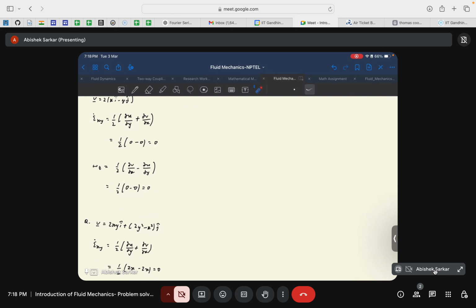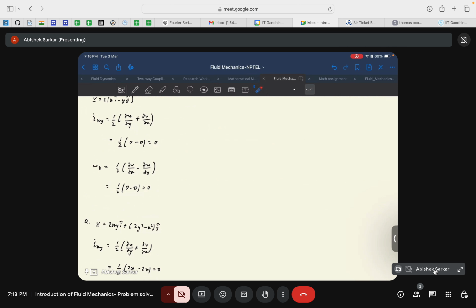So we have omega z as half of dou v by dou x minus dou u by dou y. Since dou v by dou x is equal to 0 and dou u by dou y is equal to 0, the flow is irrotational as well. These types of flows that are incompressible as well as irrotational are also known as dilatational flow, if I'm not wrong.